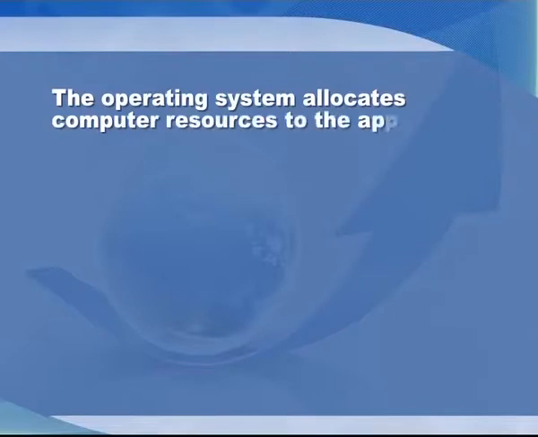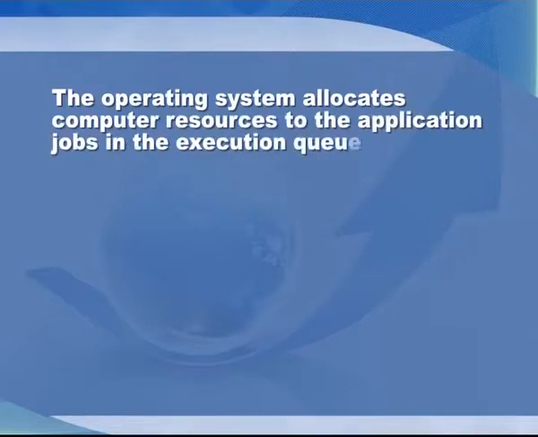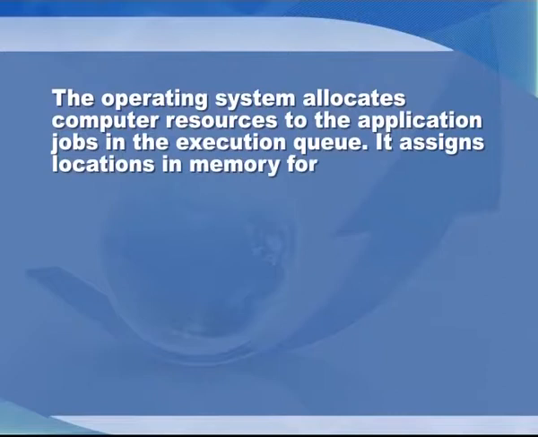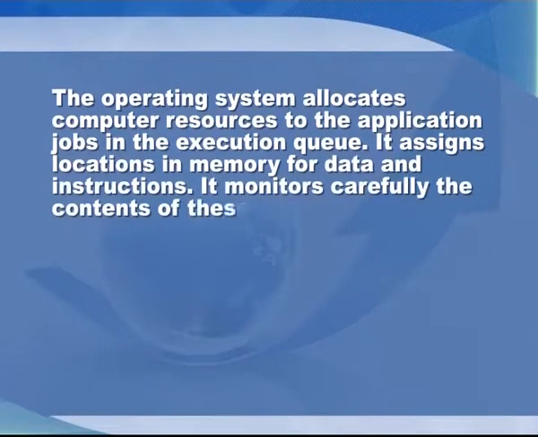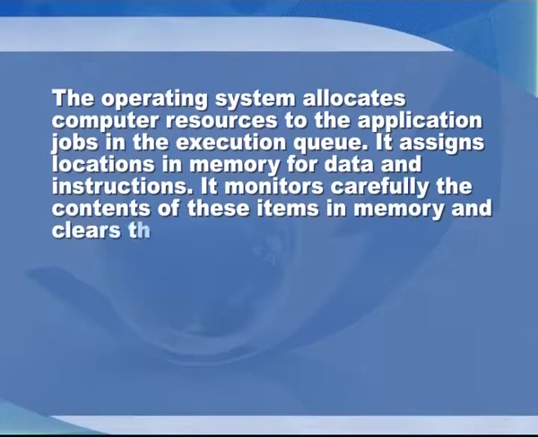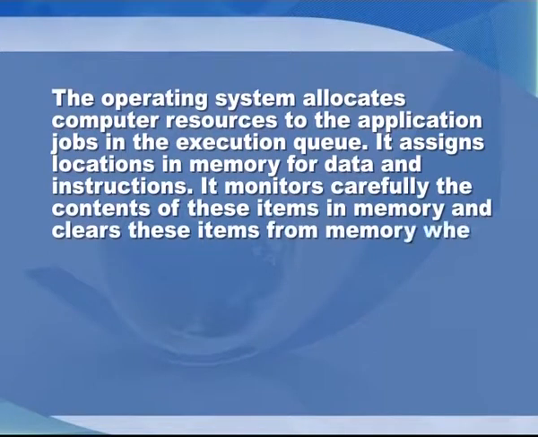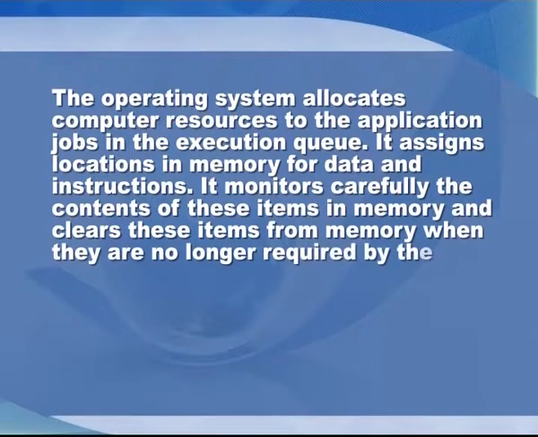The operating system allocates computer resources to the application jobs in the execution queue. It assigns locations in memory for data and instructions. It monitors carefully the contents of these items in memory and clears these items from memory when they are no longer required by the CPU.